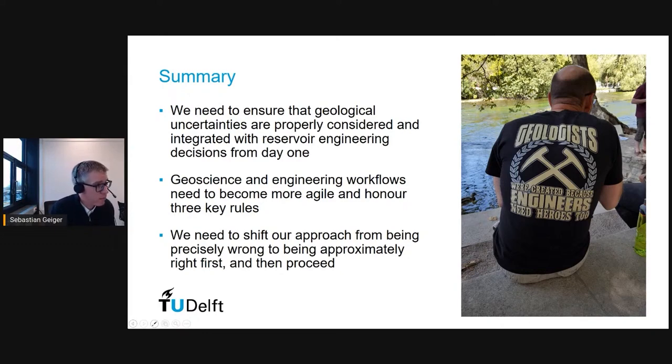You need to get the degree of connectivity and heterogeneity right, and we need to see the geology as the fluid does. So what we really want to do is shift our approach from being precisely wrong to being approximately right first. So don't build big single models that are really difficult to simulate. We want to build some models that are approximately right first, hone in on the key uncertainties, and once you have a handle on the key uncertainties, then proceed to build more detailed models that capture the complex relationships, the complex chemical reactions that we may be interested in, etc.